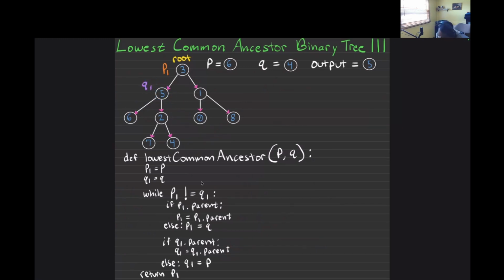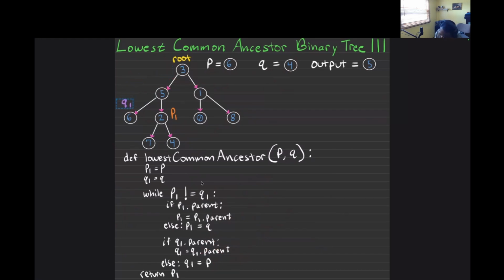While P1 is not equal to Q1, that's true, they're not equal to each other. If P1 dot parent, that is not true. So then we say P1 is equal to Q, right? So P1 comes here. So now if Q1 dot parent, it does have a parent, so we're going to continue that logic, nothing's changed there, okay? So then we're back here, if P1 dot parent, it does, we set it there. Now over here, it gets a little interesting, right? If Q1 dot parent, it doesn't. So Q1 is equal to P, which brings us there, right?